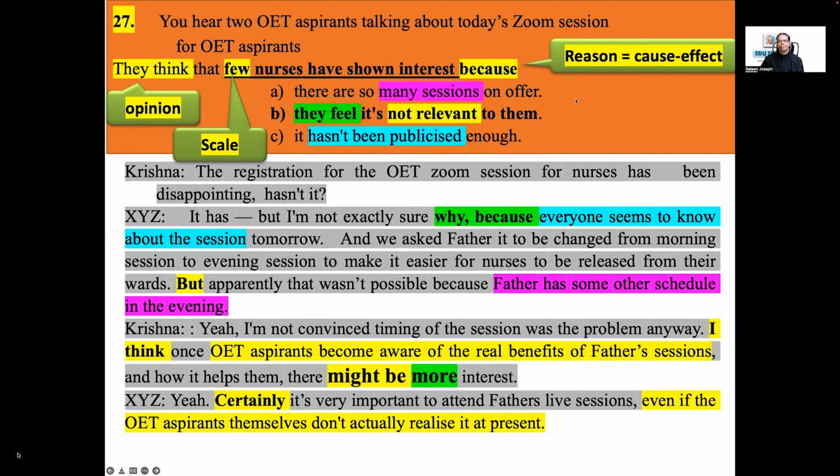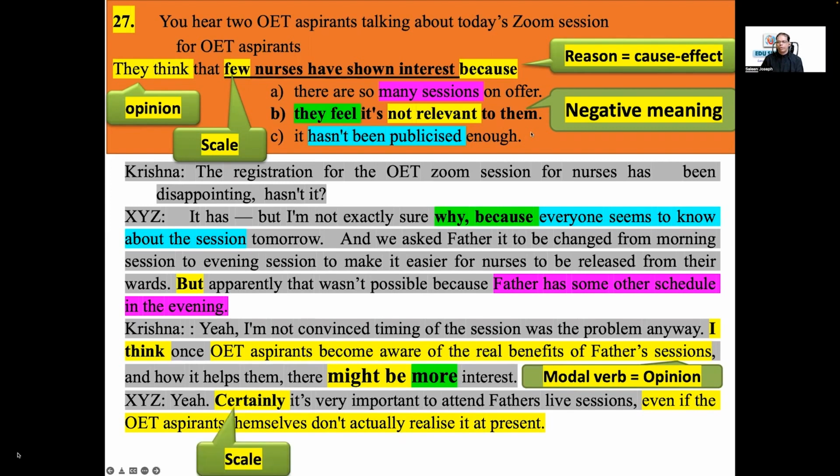Because says ask for a reason. Okay, and negative meaning, they feel it is not relevant to them. It is not said directly in the question here, but then it says, I think OET aspirants become aware of the real benefits of Father's session, but that is given here in the answer option as they feel it's not relevant to them. It's given in a negative sense. Modal verb being to ascertain and certainly. That says it's the opinion of both. Might speaks about opinion, more speaks about comparison and a scale.